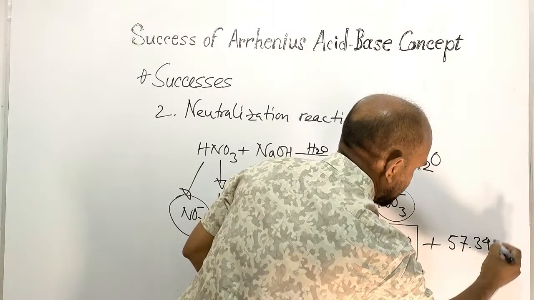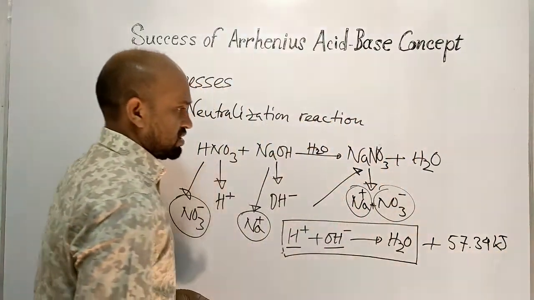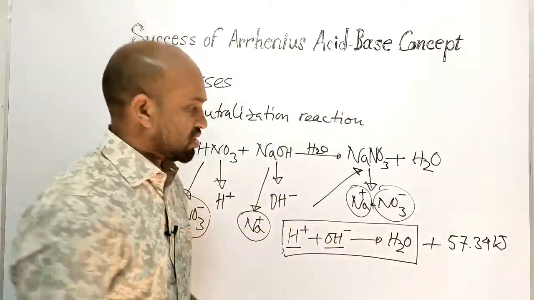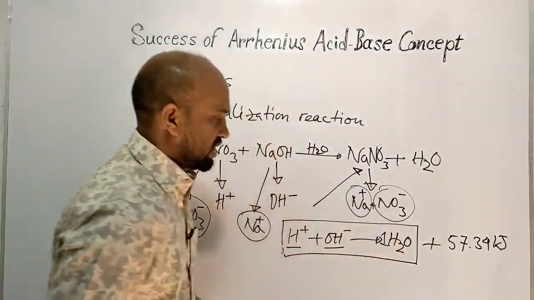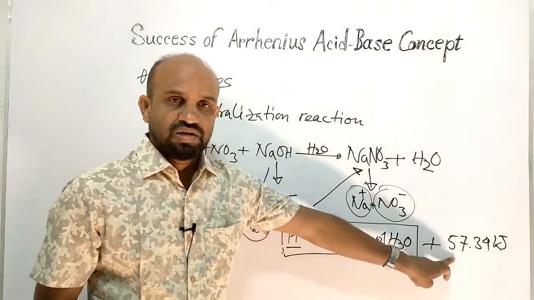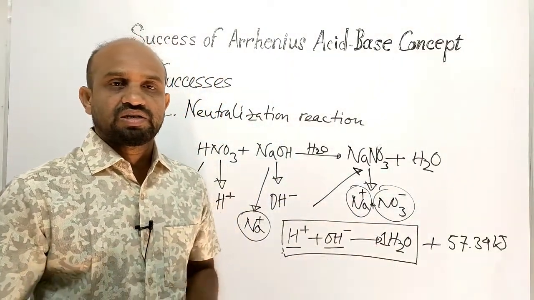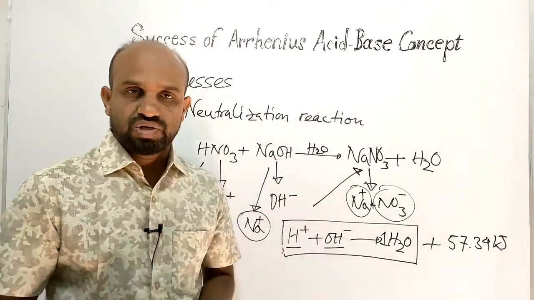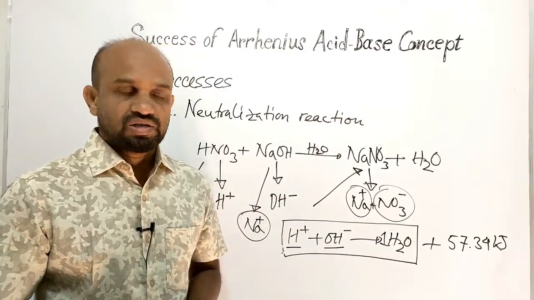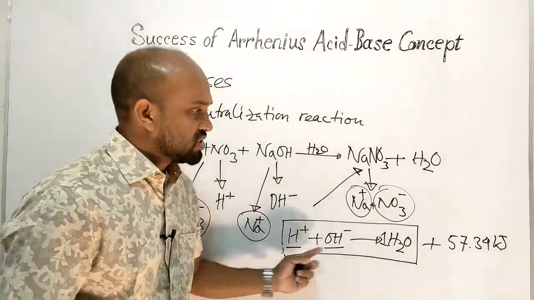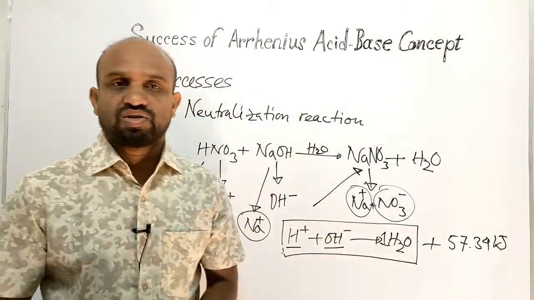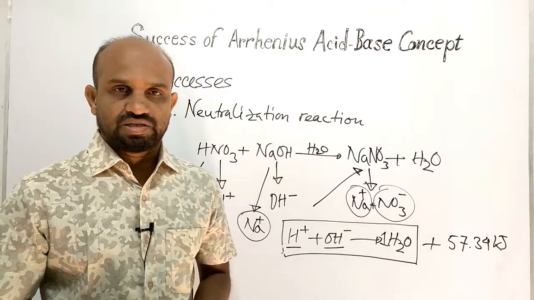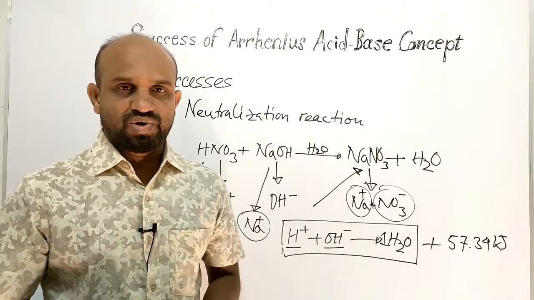This reaction produces 57.34 kilojoules of heat. That means this heat is produced with the production of 1 mole of water, and Arrhenius suggested that the heat of neutralization is the same for strong acid and strong base. Whatever salt is produced, this does not matter. The point is it produces the same amount of heat, that is the heat of neutralization, which is explained by the Arrhenius Acid-Base Concept. Let's see the next point.